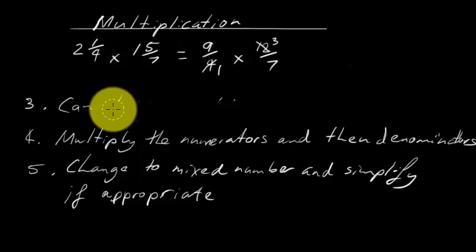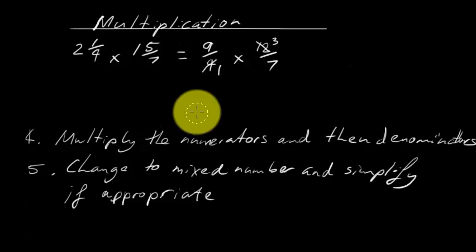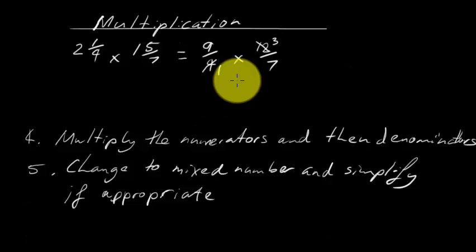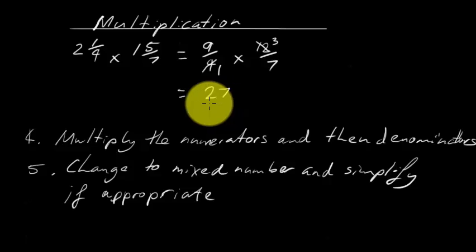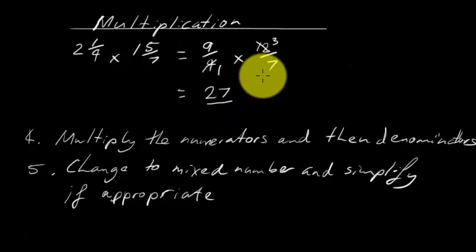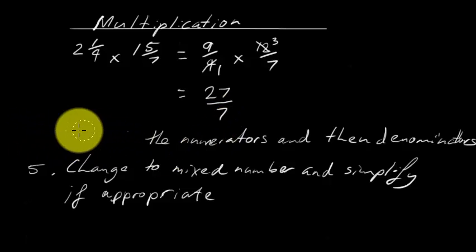So I'll just erase this third step, which we've just done. Our fourth step says multiply the numerators and then the denominators. Okay, so we'll do that just below, with equal signs lined up. So 9 times 3 is 27 over 1 times 7, which is simply 7. So that's our fourth step. We can erase that one now.